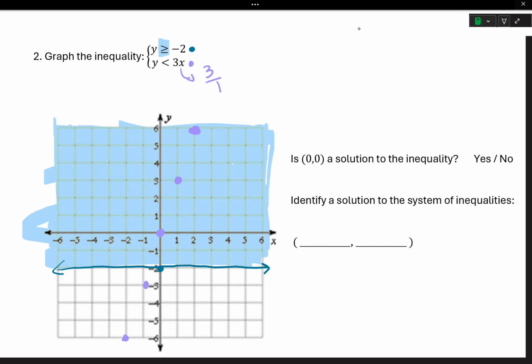This is a less than symbol, which means we are going to have a dashed line. It's dashed because we don't have the equal to underneath the inequality. Okay. Less than means we're shading below our y-intercept. The low would be going down, so that's the side of the line I'm going to shade.